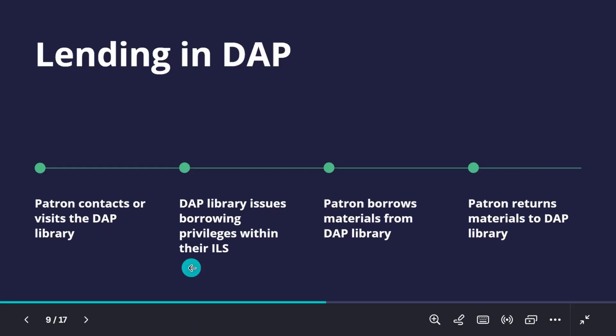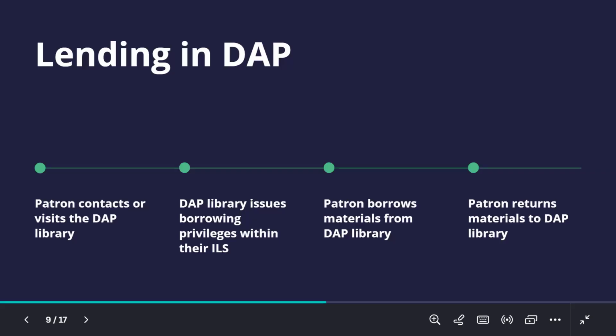Then when you go to that library, they will take your information. It is well within the policy to ask for a photo ID as well as just the DAP card, and they will give you some sort of temporary library card at their library or some sort of account. And then you can borrow their materials per their rules in their own integrated library system. The patron borrows the materials, and the patron is responsible for returning those materials back to that specific library. That is sort of the catch.